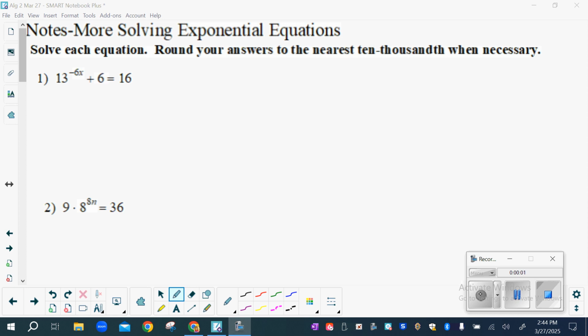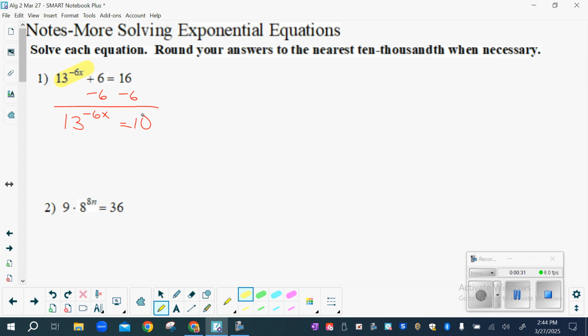Okay, so my first step on this one, I want to get this by itself. So what would my first step on this one be? Actually, before that, we want to get -6 on the other side, because we want to get what I highlighted there by itself. So 13 to the -6x equals 10. Does that make sense? That's what we do first?